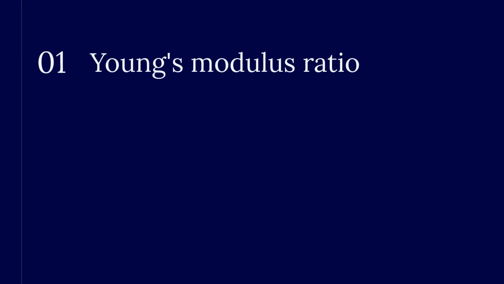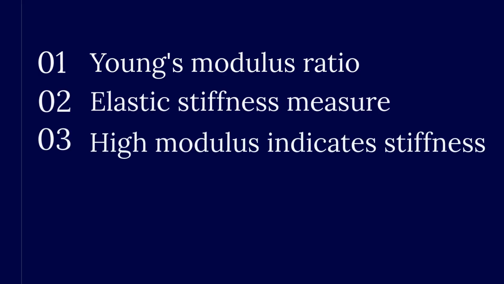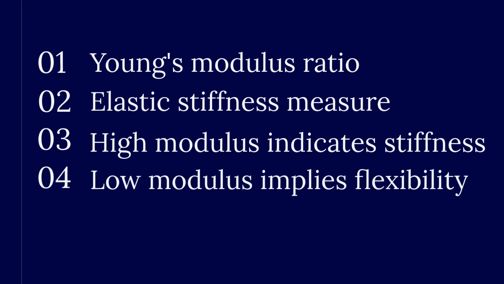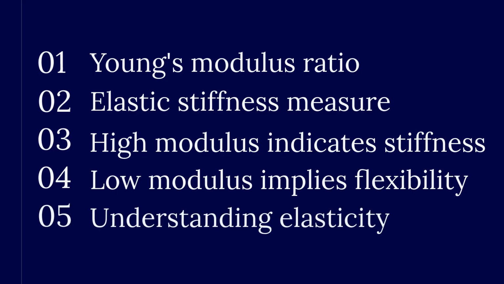Young's modulus is the ratio of stress to strain in a material's elastic region. It measures elastic stiffness. A high modulus indicates a stiff material, like steel. A low modulus means flexibility, like rubber. Young's modulus is vital for understanding material elasticity.